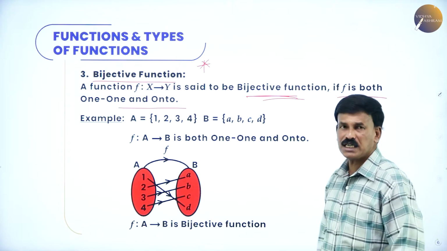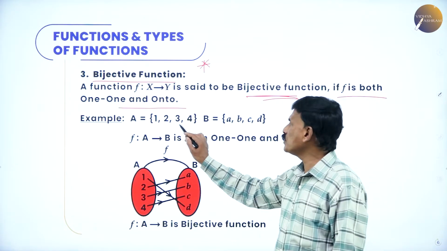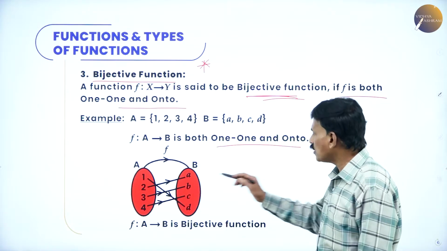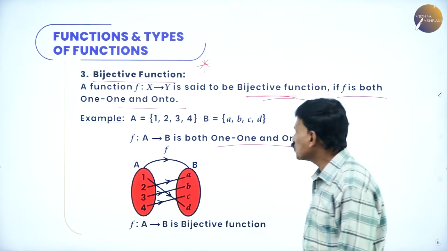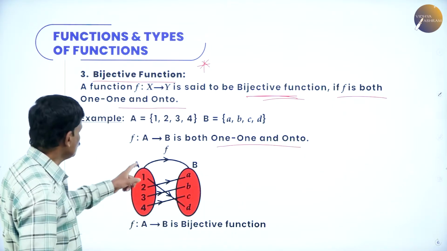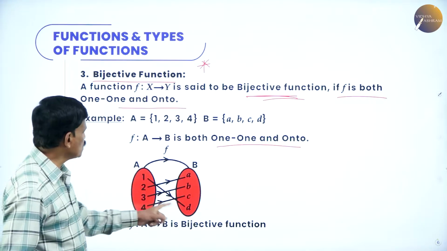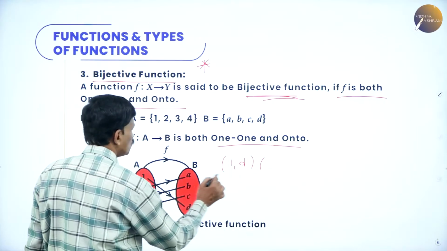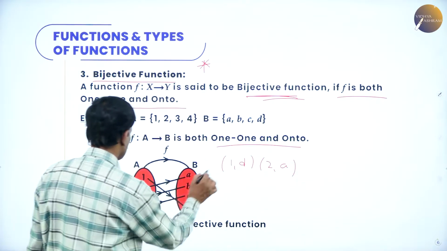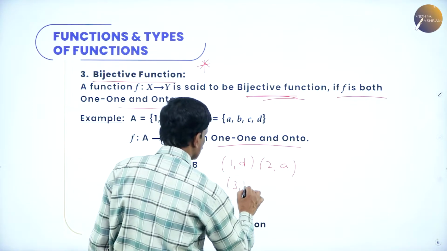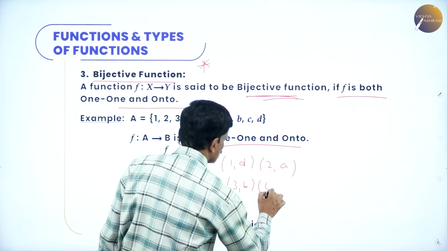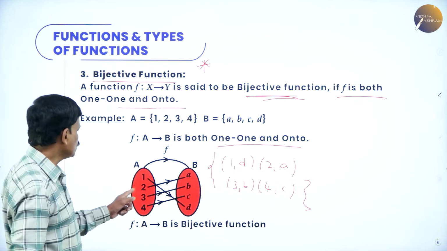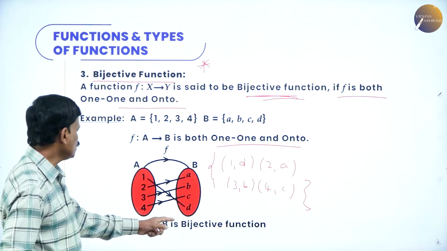Let us consider an example. Let A is equal to {1, 2, 3, 4} and B is equal to {a, b, c, d}. f from A to B is both one-one and onto. Let us map like this: 1 to d, 2 to a, 3 to b and 4 to c.